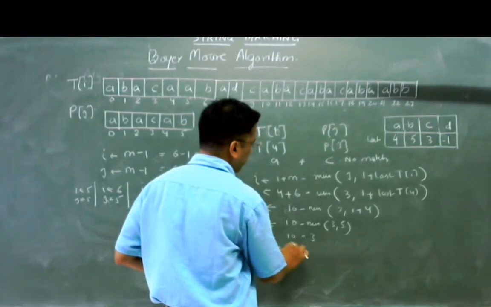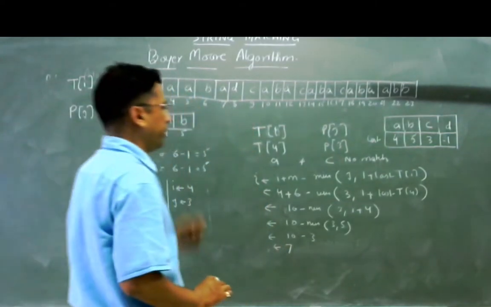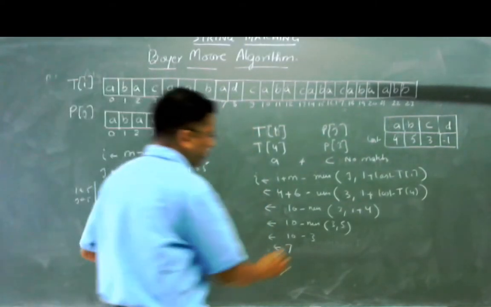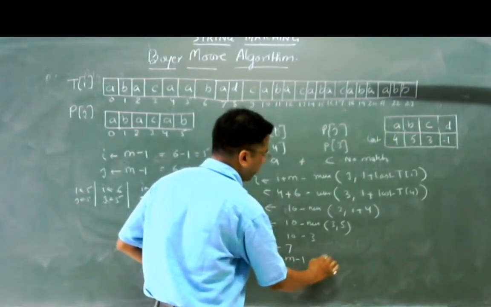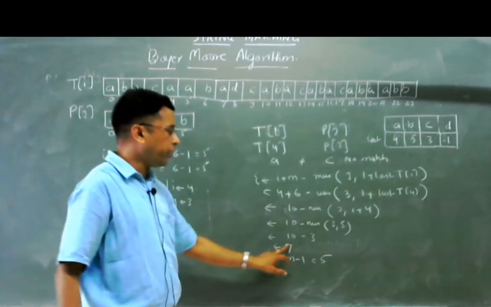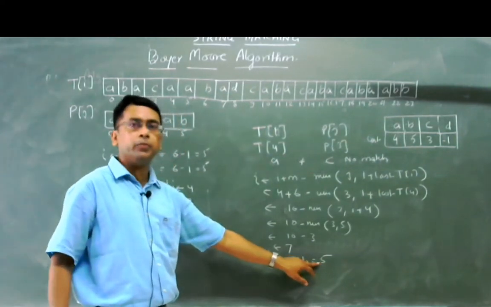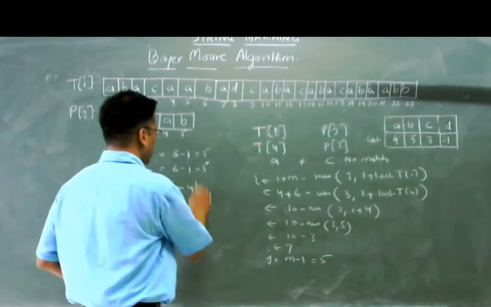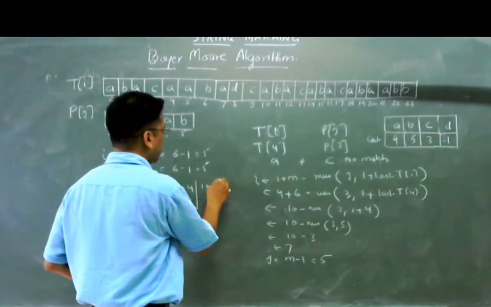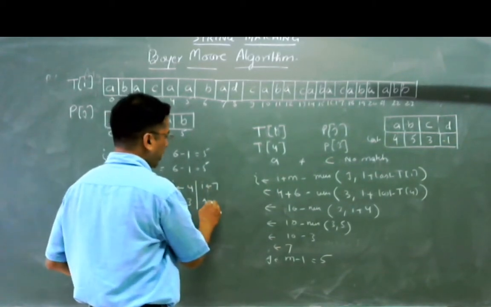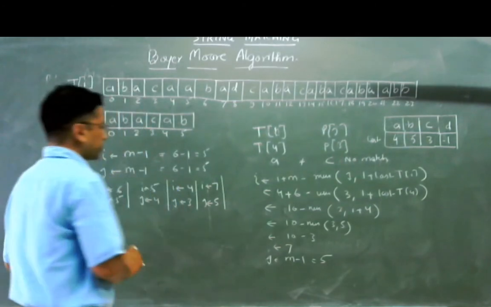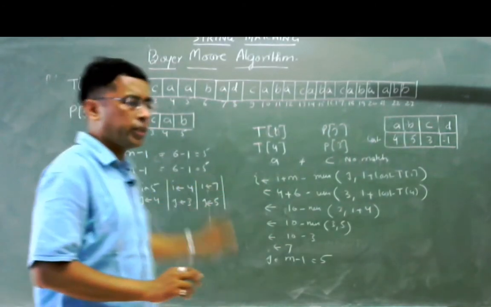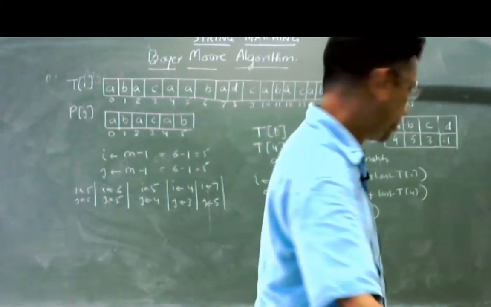So the new value of i would be equal to 7 and j would be equal to m minus 1, equal to 5. So the new value of i would be equal to 7 and j would be equal to 5. Right? So we shall check the condition for this position.